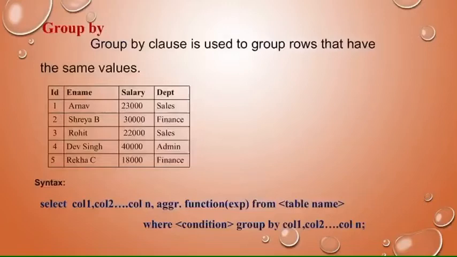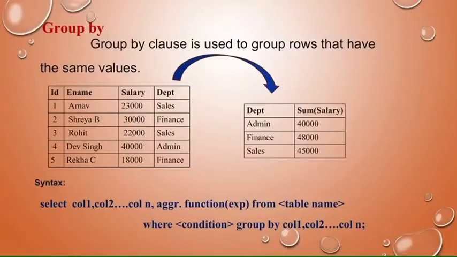Look at this table. Here is an employee table with attributes ID, e-name, salary and the department they are working in. Now I want to get the total salary of each department. So the result or output should be like this. That is, we need to retrieve department-wise total salary. How do we achieve this? By using this group by clause, we will get the same output.